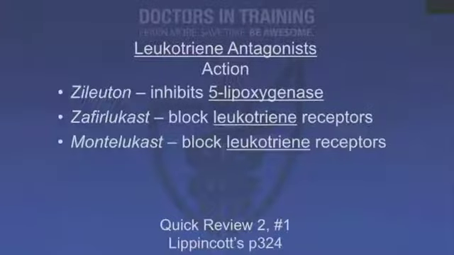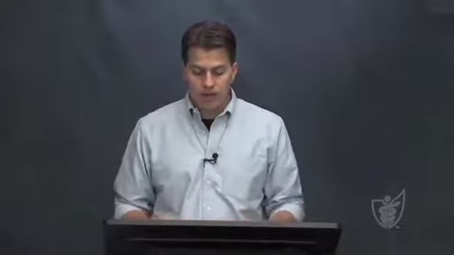Question number 1. Complete the following table of alternative asthma therapy. Your leukotriene antagonists fall into 2 main categories. Zileuton, its action is to inhibit 5-lipoxygenase, to be more specific. So zileuton inhibits 5-lipoxygenase. Zafirlukast and montelukast, they block the receptor, so they don't inhibit the enzyme, they block the receptor. And one way to remember this is your zafirlukast and montelukast inhibit the last step of your leukotriene pathway, which would be the leukotriene receptor.